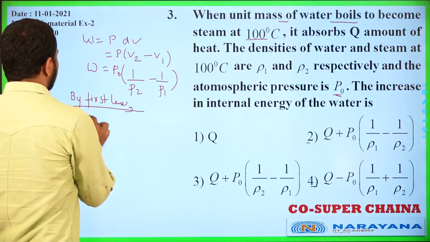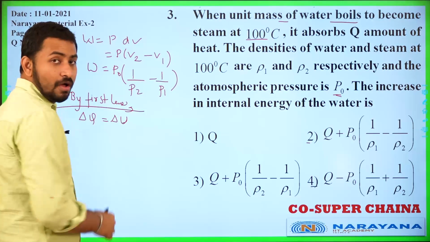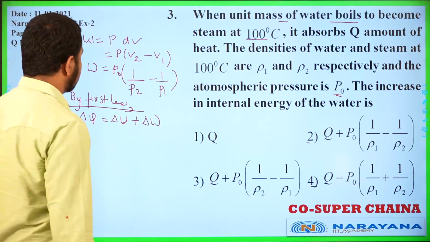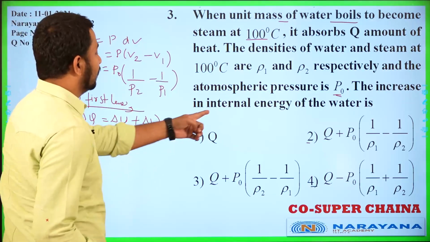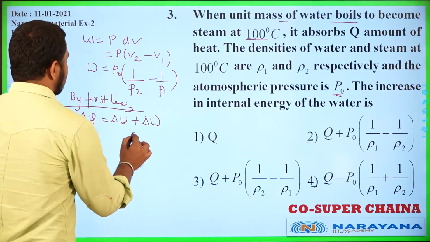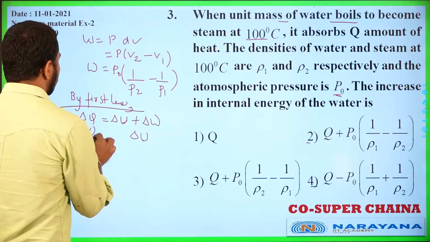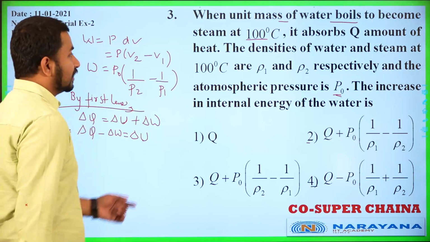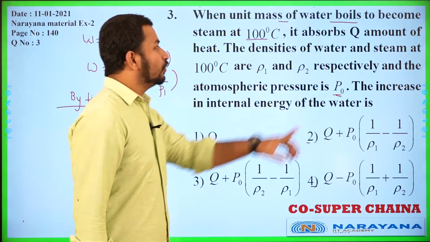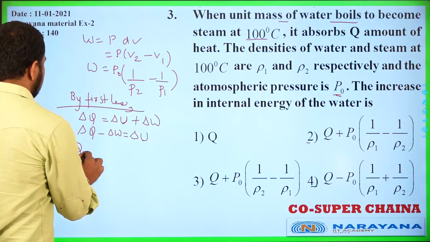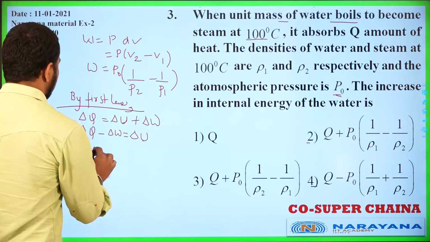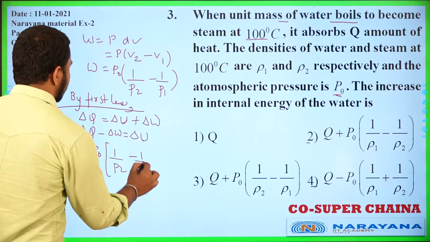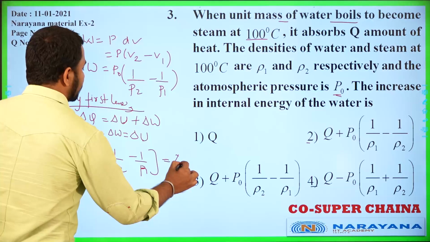By the first law, delta Q will be equal to delta U plus delta W. We need to calculate the increase in the internal energy, so delta U will be equal to delta Q minus delta W. Just substitute the values. The absorbed amount of heat is Q, so in place of this we will write Q, minus P naught times (1 by rho 2 minus 1 by rho 1). This will be delta U.